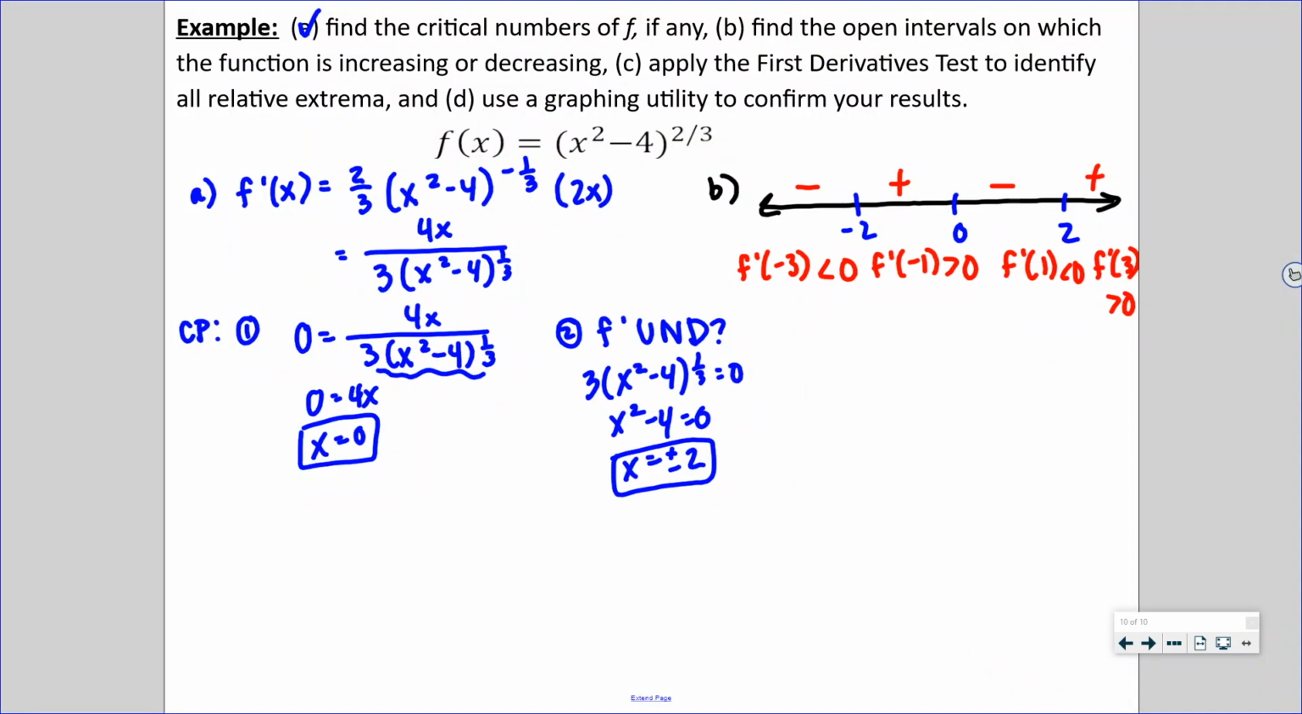Okay. So, now B wants me to locate our increasing and decreasing intervals. So you can just list them like this. Increasing.